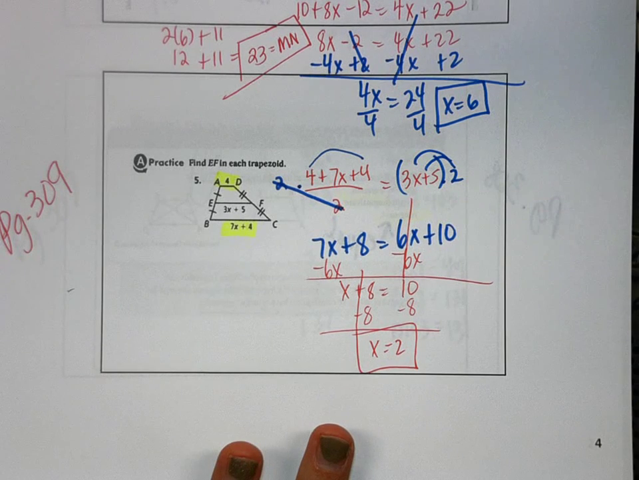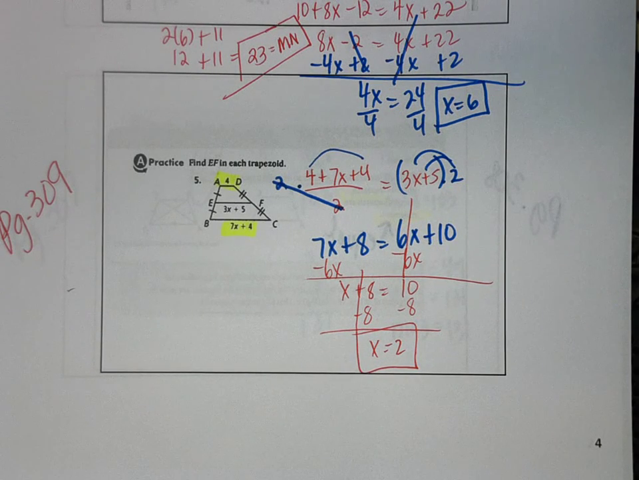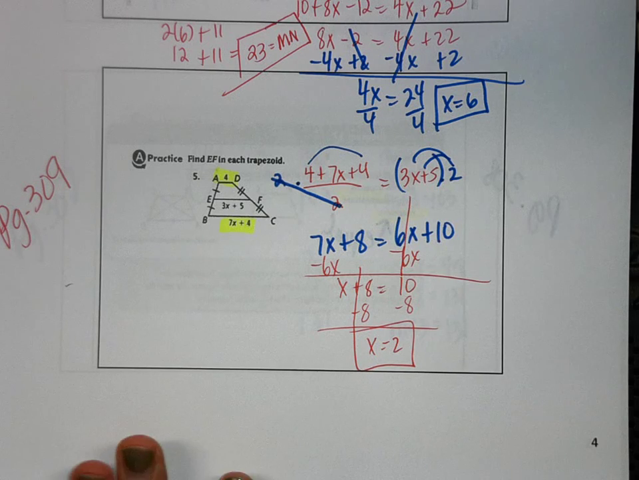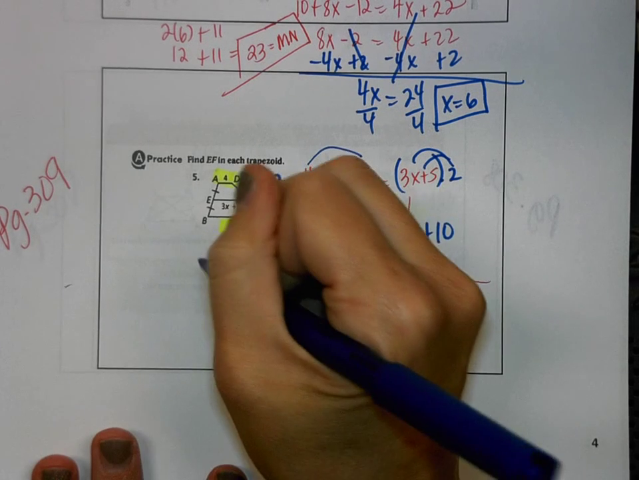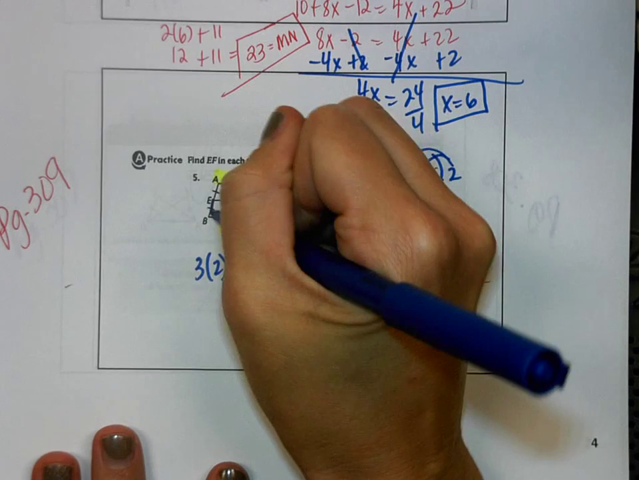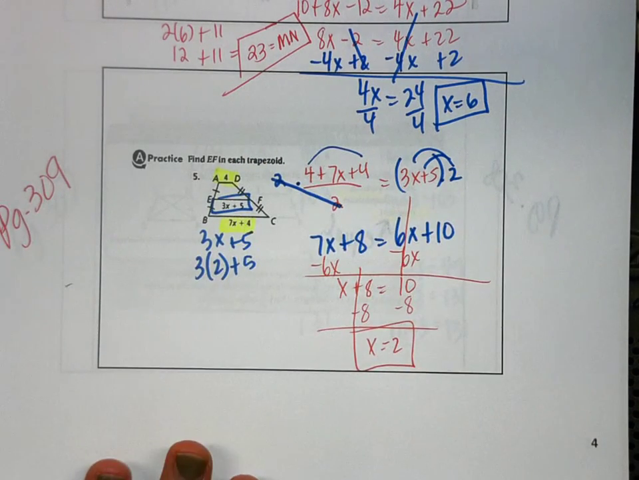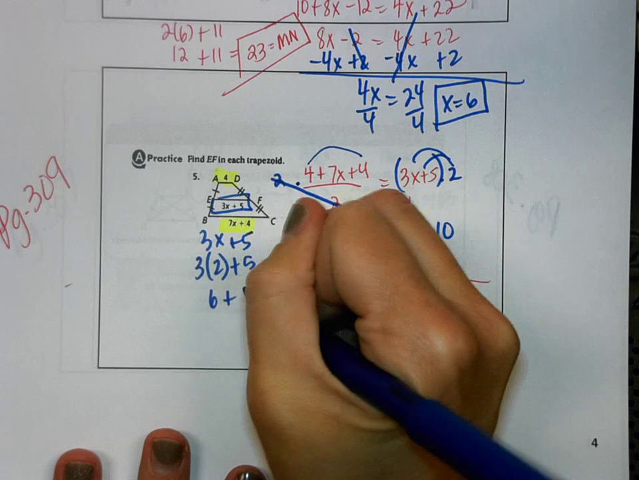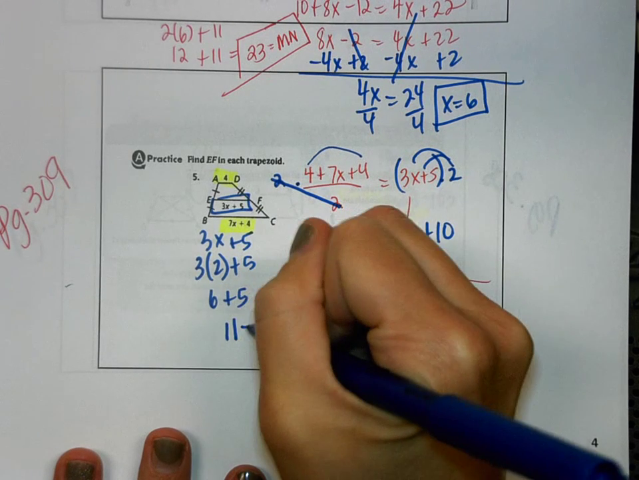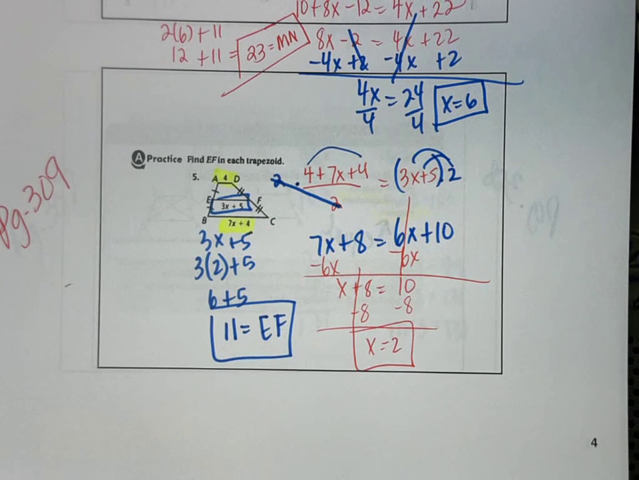Again, anytime we solve for x, we go back and check the question, and the question actually says find EF. So we're going to plug in 2 for x, and so we have 3 times 2 plus 5. So I'm using this right here, 3x plus 5, and I'm plugging in my value for x. So I have 6 plus 5, and 6 plus 5 is 11. So 11 is the answer for EF.